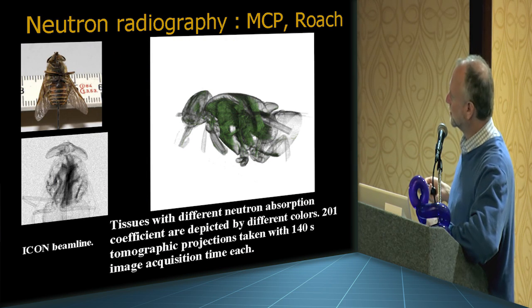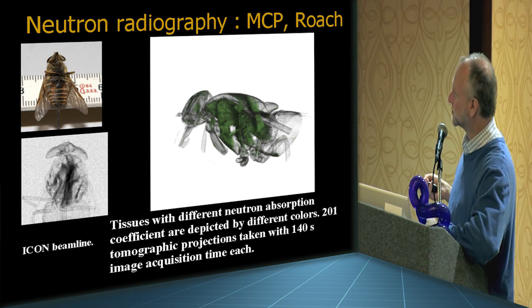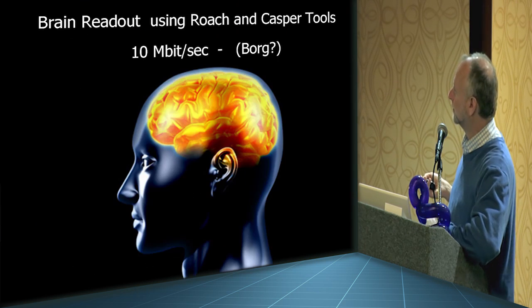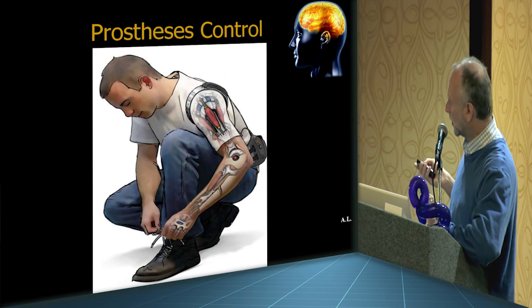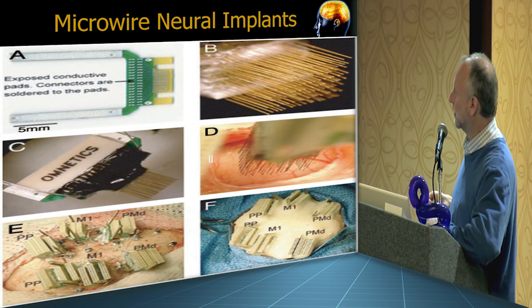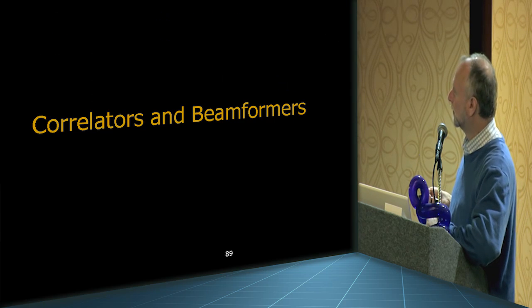We also use the same technology that we developed for radio astronomy and SETI in other things besides astronomy, people doing neutron magnetic field imaging. We used it to read out data from a brain. We're working with some medical people who are trying to do prosthetic control, where we get the data out of a brain with these neural implants.